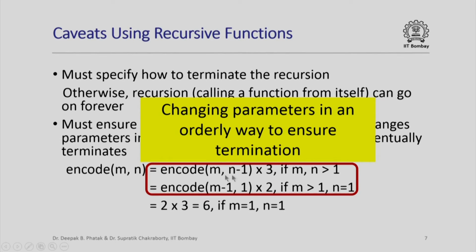In this case, note that if both m and n are greater than 1, n is decremented, so n will continue to decrement until it reaches 1, and when n becomes equal to 1 and m is still greater than 1, then m is decremented, so m will continue to decrement until both m and n become 1, in which case you would have reached the termination case of the recursion. So it is very important to change the parameters in an orderly way to ensure termination.